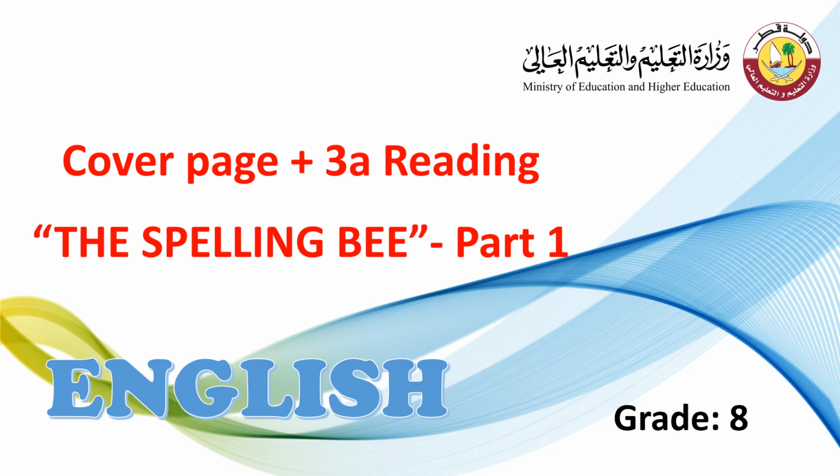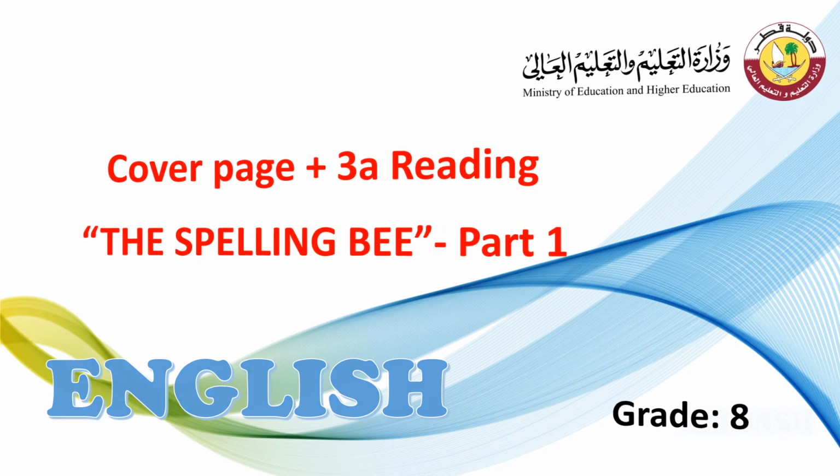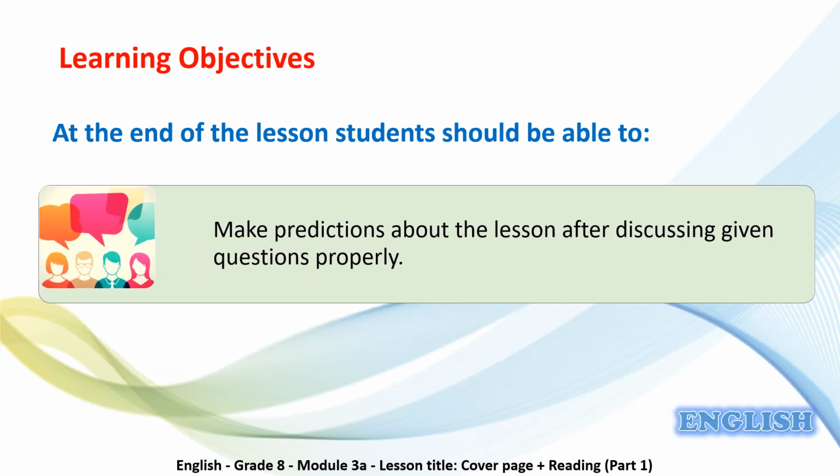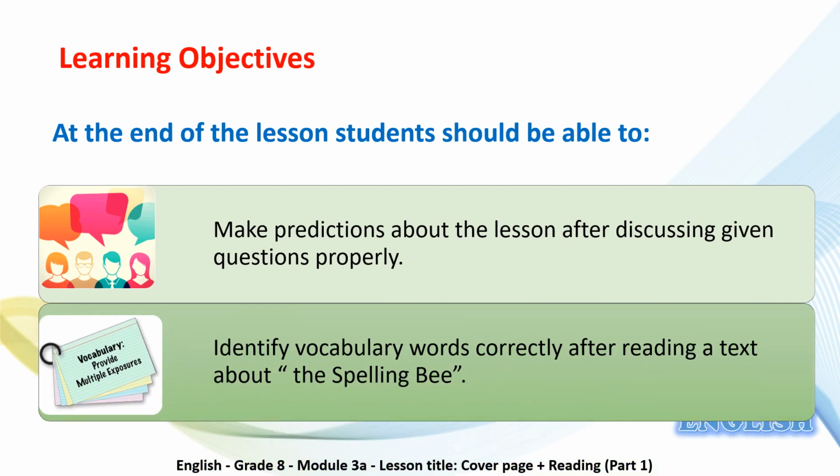Have you ever? Our first lesson will be the cover page plus 3A reading, the spelling bee, part 1. Let me go through the learning objectives. At the end of the lesson, students should be able to: 1. Make predictions about the lesson after discussing guiding questions properly. 2. Identify vocabulary words correctly after reading a text about the spelling bee.